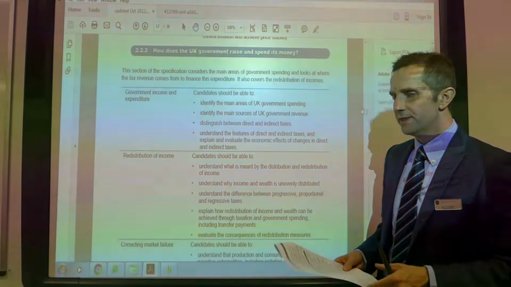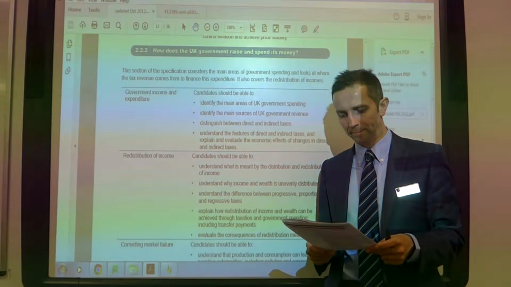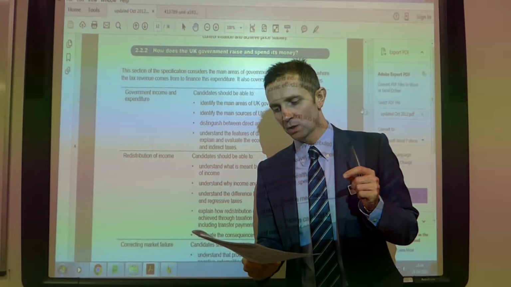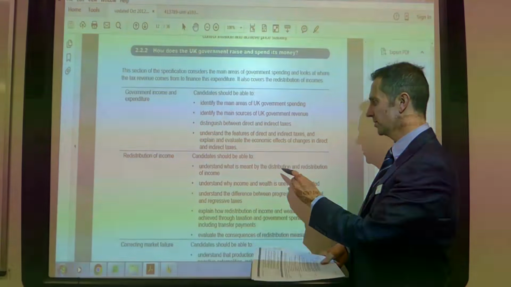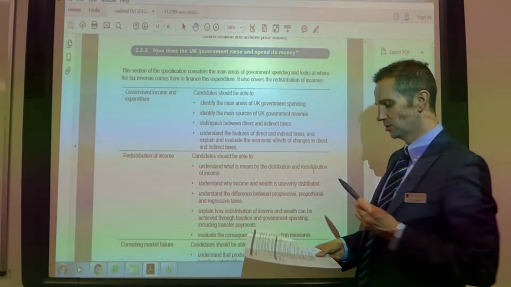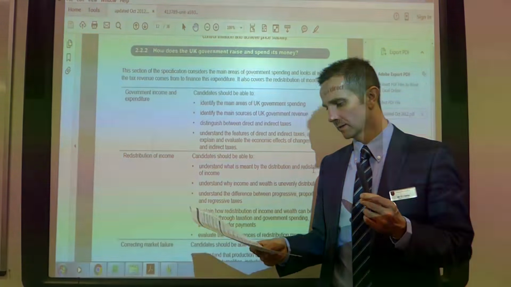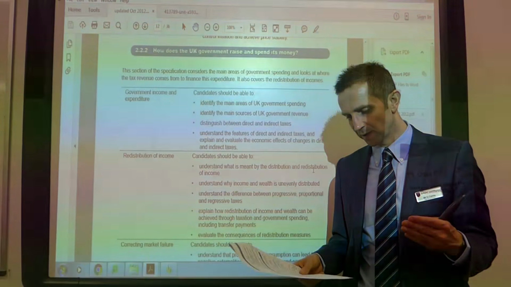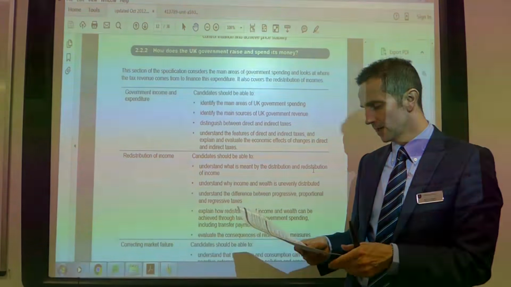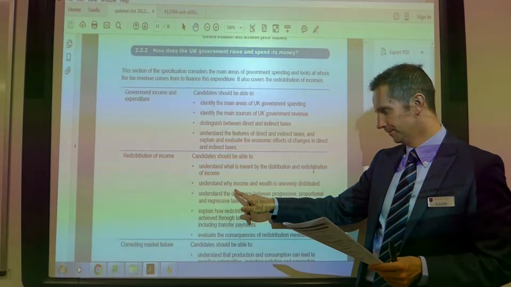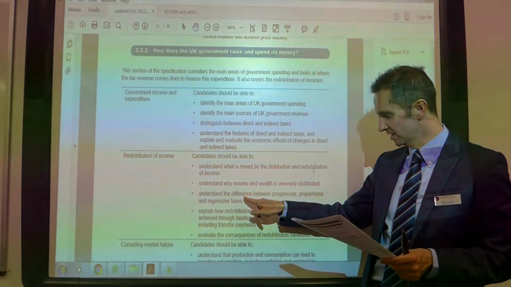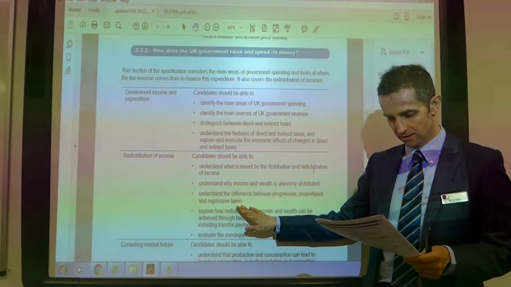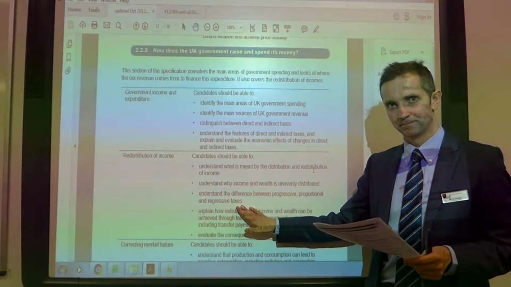Next section, the redistribution of income and the correcting of market failure here. So understand what's meant by distribution and redistribution. That's been asked before. Understand why income is unevenly distributed. That's been asked before, but not wealth. Here's one primed for a question. The difference between progressive, proportional and regressive taxes. That's certainly worth looking out for.